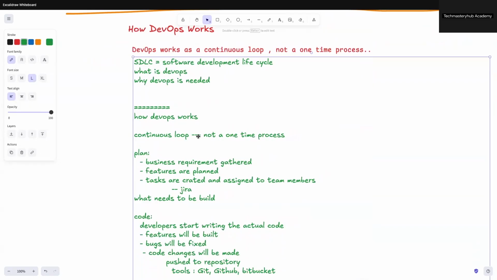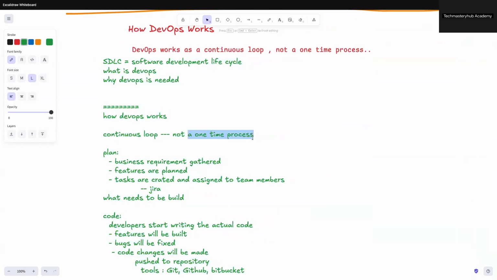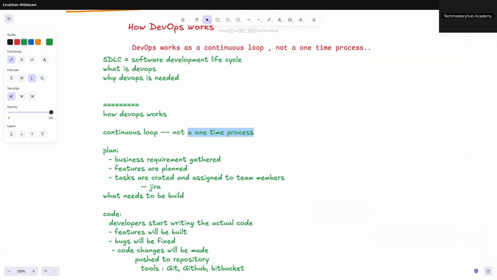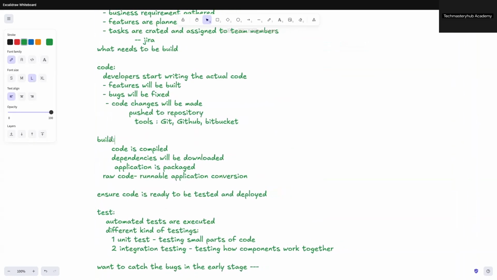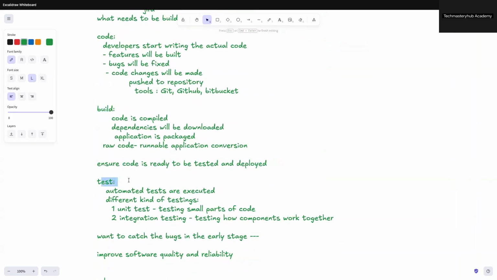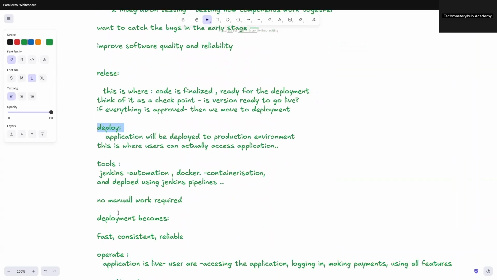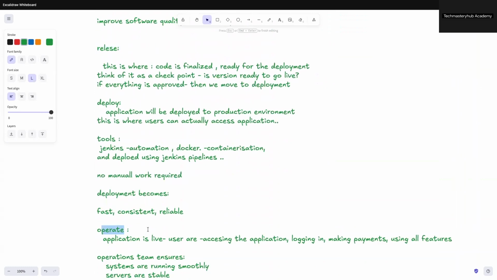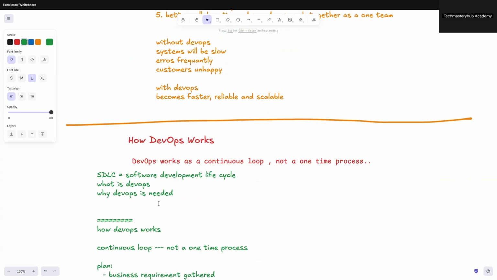So let's break it down step by step. DevOps works as a continuous loop, not a one-time process. Okay, so this is not a one-time process, this is a continuous loop. So there are so many stages. First stage is the planning, then code, then build, then test, then release, then deploy, then operate, and then the last one is monitor. These are the stages of the DevOps cycle.